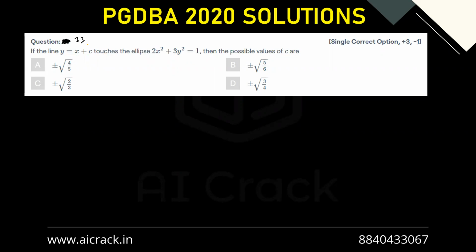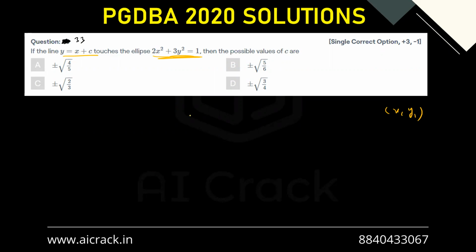Hi everyone, let's solve question number 33. If the line y equals x plus c touches the ellipse 2x square plus 3y square equals 1, then the possible values of c are. Okay, so this line is basically tangent to this ellipse, and let's say it is touching at point (x1, y1).